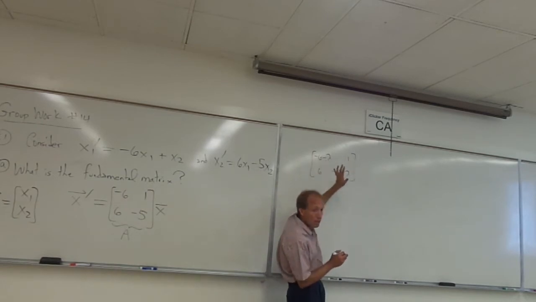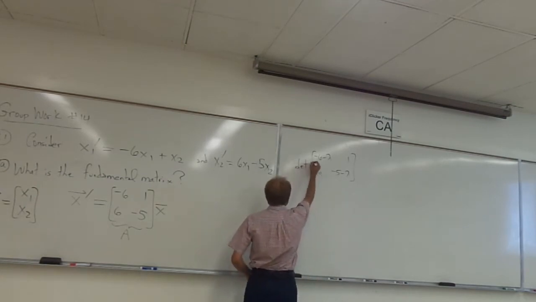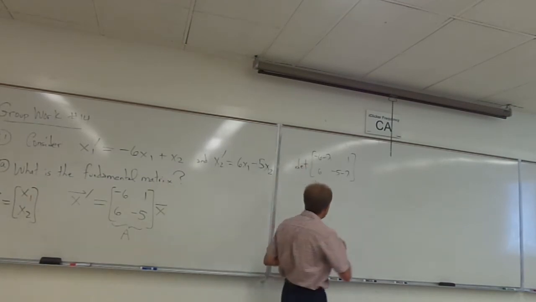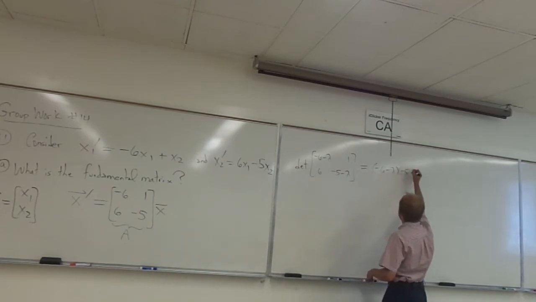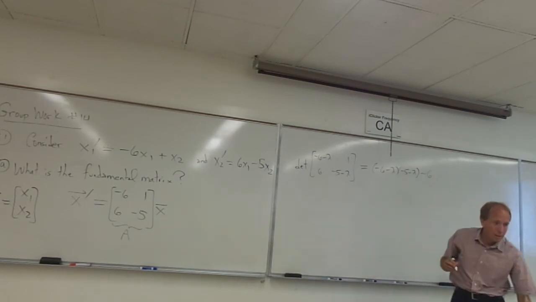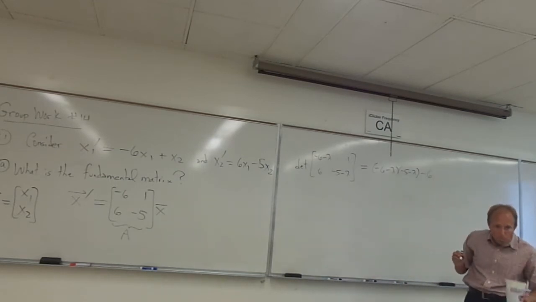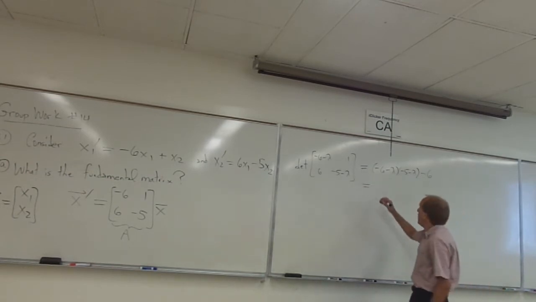So I build that matrix, and then what do I do with that? Right, determinant of that. This one is just 2 by 2, so it's going to be negative 6 minus lambda times negative 5 minus lambda, and then minus 6. Okay? And if you write that out as a quadratic, it's going to be what?